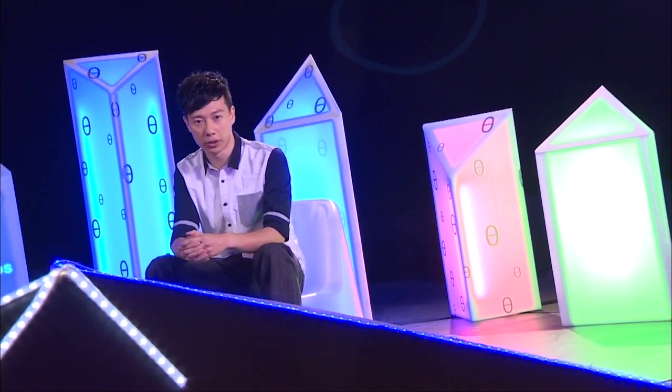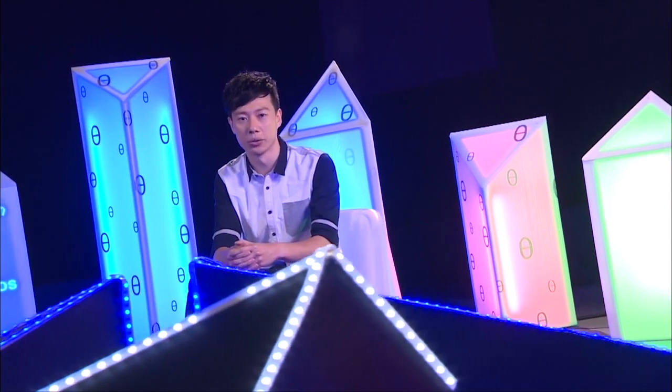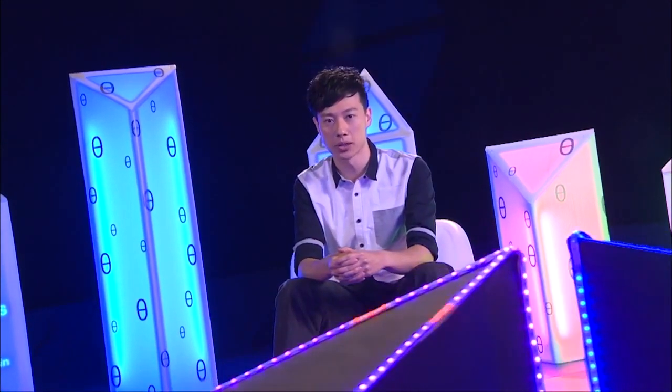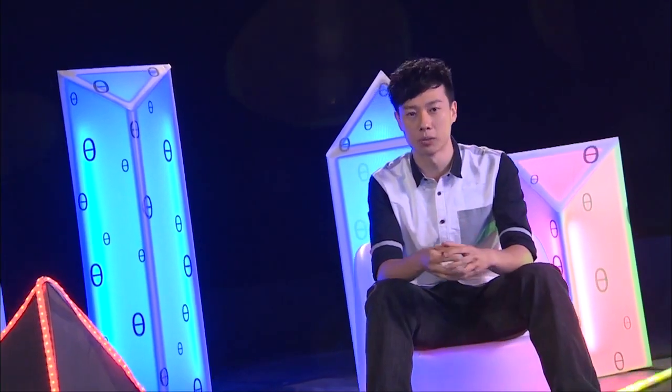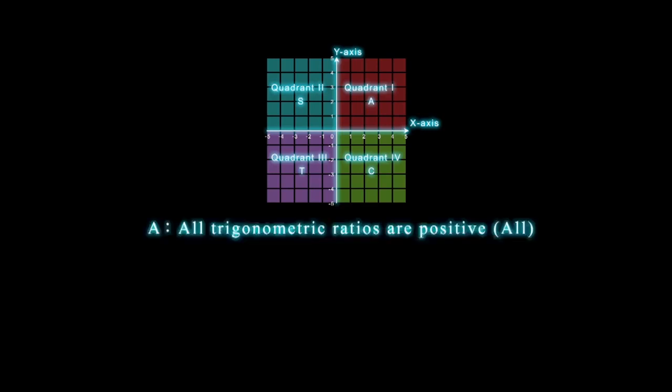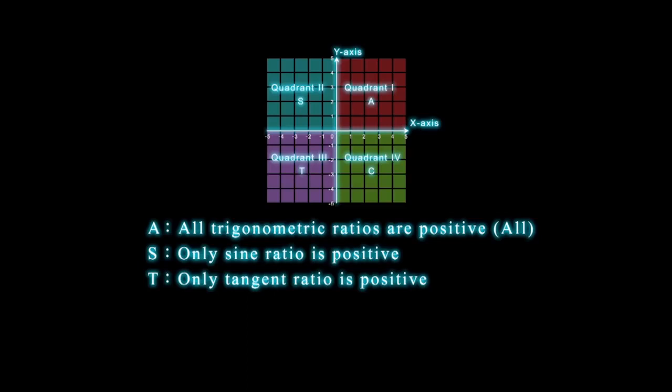We have already discussed the trigonometric ratios of any angle and used them to solve problems. We also understand that whether a trigonometric ratio is positive or negative depends on which quadrant the angle lies in. We can summarize the results with a CAST diagram. In the first quadrant, all trigonometric ratios are positive. In the second quadrant, only the sine ratio is positive. In the third quadrant, only the tangent ratio is positive. In the fourth quadrant, only the cosine ratio is positive.